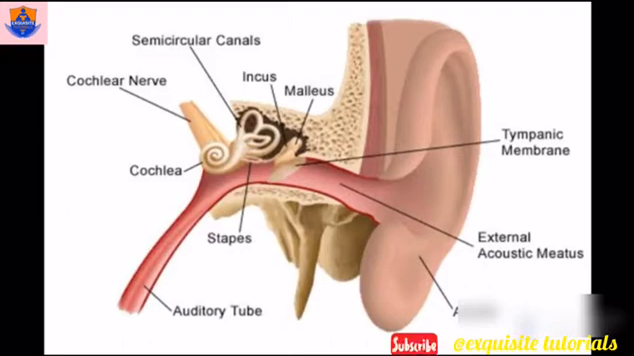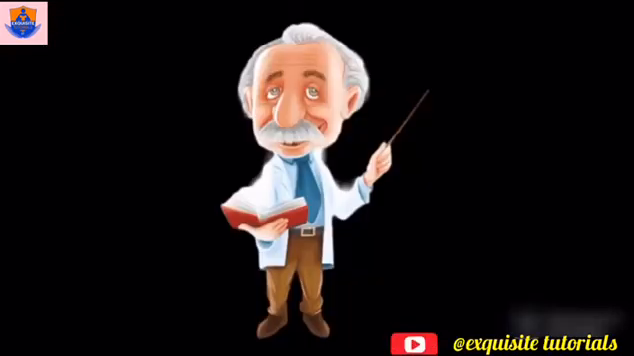You have the tympanic membrane. Another name for the tympanic membrane is the eardrum. Now, the eardrum separates the outer ear from the middle ear, and it takes sound from the air down to the malleus. Now that's all about the ear as well as the sense organs in our video for today.